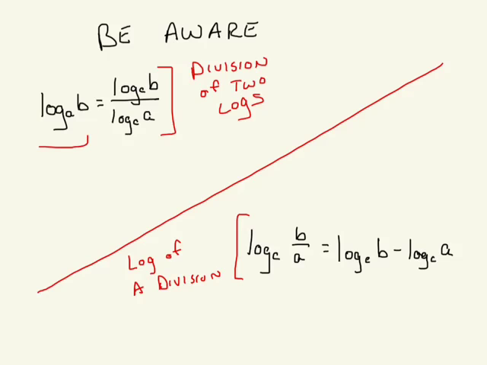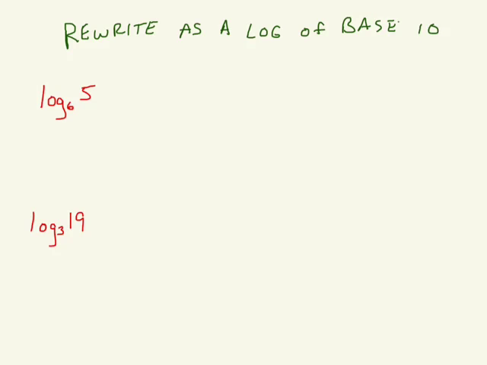This one was right out of our change of base formula. Remember, we can use these properties in either direction, so it will work either way. So a division of two logs becomes a single log with a different base. However, a log of a fraction, we already saw in our previous video, can become a subtraction of two separate logs. So let's use our change of base formula to rewrite as a log of base 10.